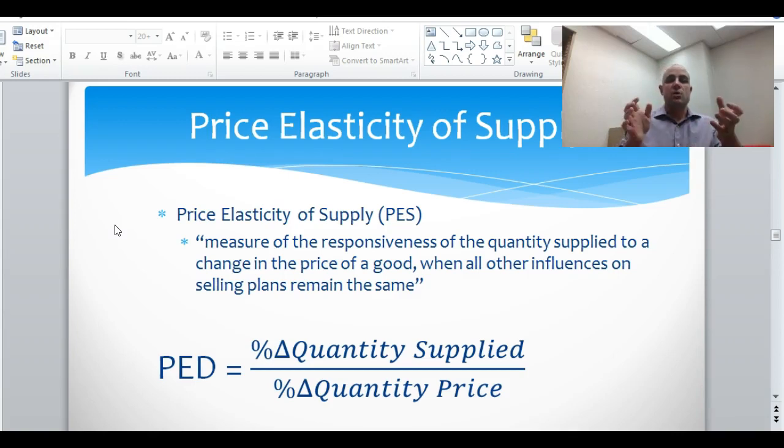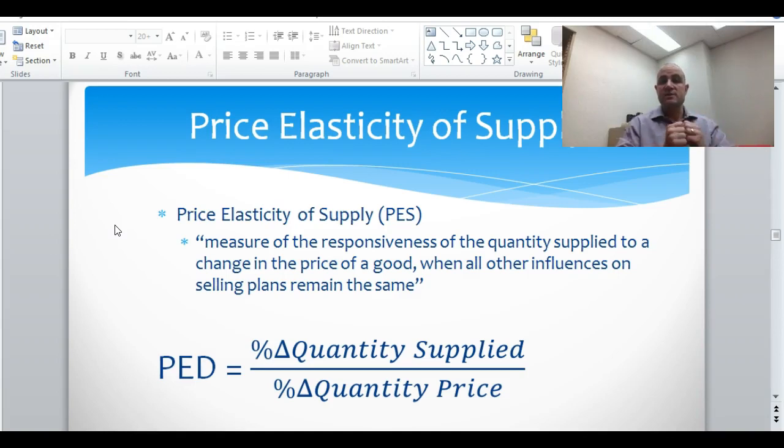So the last one we have here is the price elasticity of supply. The first three look at the demand side, at the quantity demanded. The fourth one looks at the quantity supplied. It looks at the responsiveness of the quantity supplied to a change in the price of the good, all the influences remaining the same. It's the percentage change in quantity supplied over the percentage change in price.